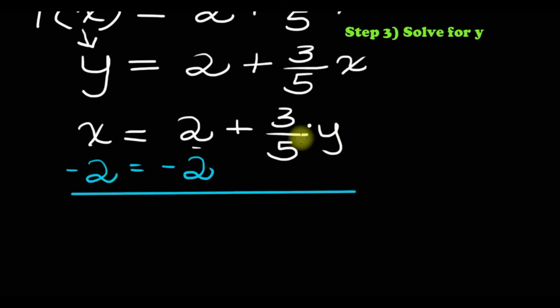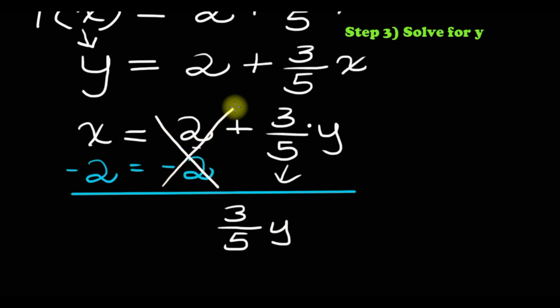All right, so here we bring down the 3 over 5y. And then positive 2 with negative 2 is 0. Then bring down the equal sign.